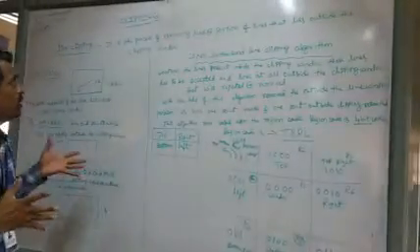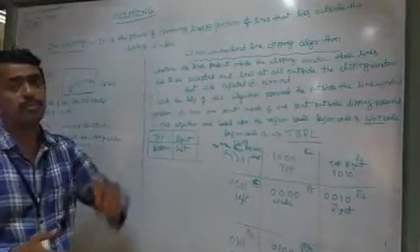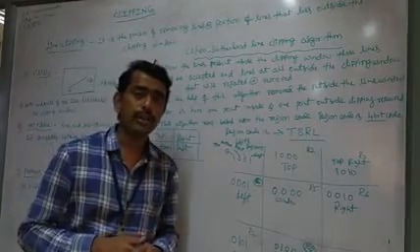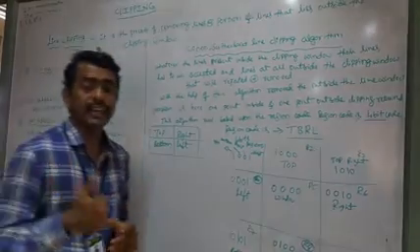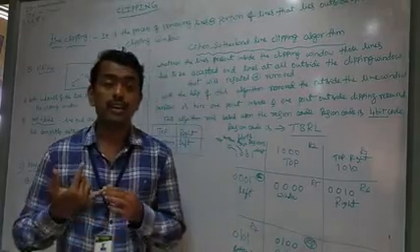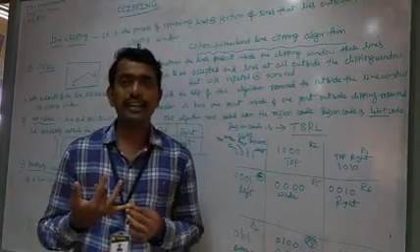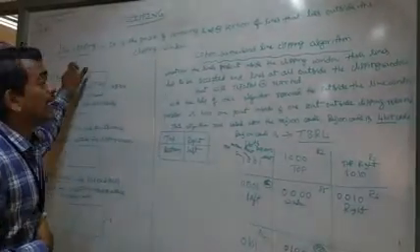Today in this class we study clipping. It is a very important concept in computer graphics. In clipping there are three types: first is point clipping, second is line clipping, and last is text clipping. Today we discuss line clipping.